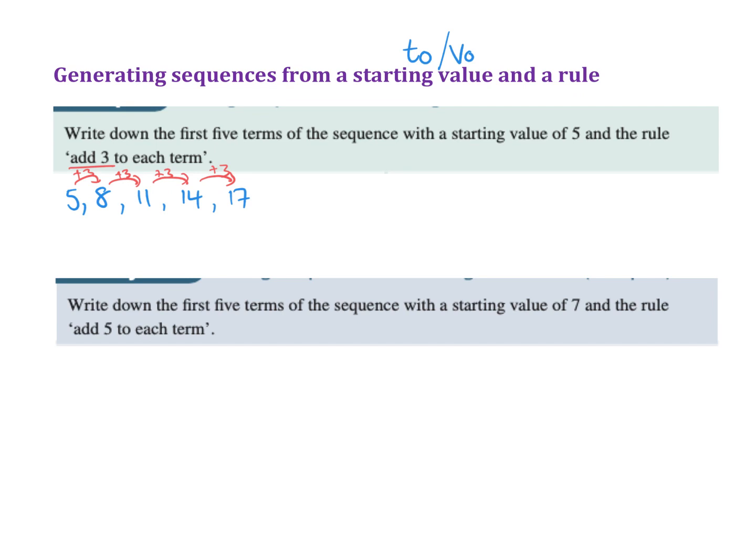Okay, it says write down the first 5 terms in a sequence starting with 7. And the rule is to add 5 to each term. So we've got 7. If we add 5, what do we get? 12. Add 5 is 17. Add 5 is 22. 27. Have I done? Oops, I've done 6. I didn't need to do that many. Oh, no, I hadn't. Oops, sorry. We need 27. Okay, so there's the first 5 terms in the sequence.